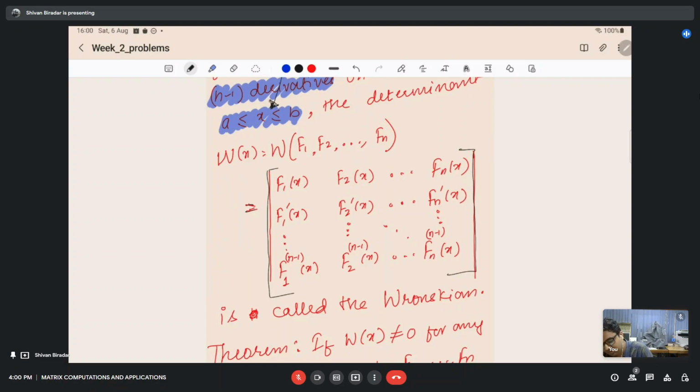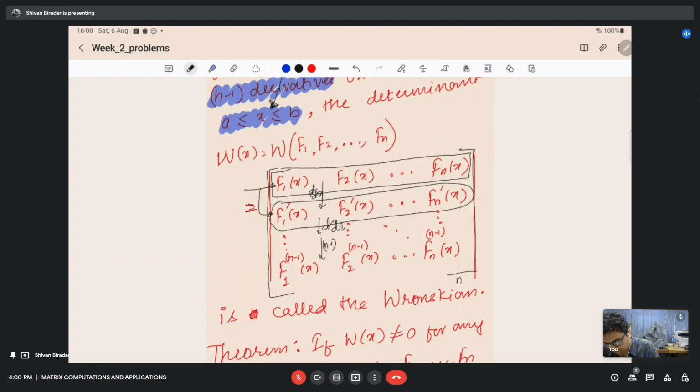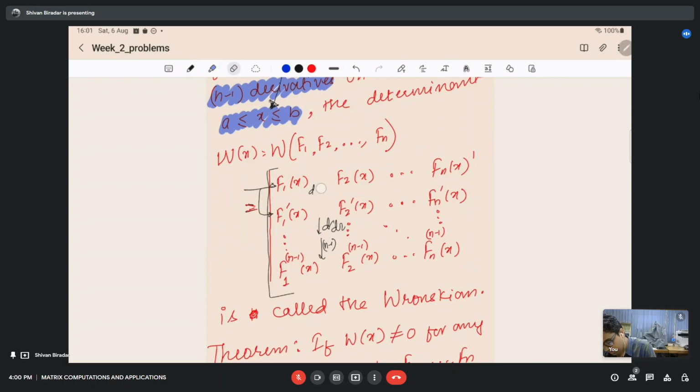So I'll arrange all the n polynomials, f1, f2, up to fn, in a row. Then I'll take the first derivative, d by dx, and then again d by dx. I'll take n minus 1 derivatives like this to construct an n cross n matrix. So basically I have n polynomials, arrange them in a row, take n minus 1 derivatives and arrange them in rows. In this fashion, we call this matrix a Wronskian matrix.